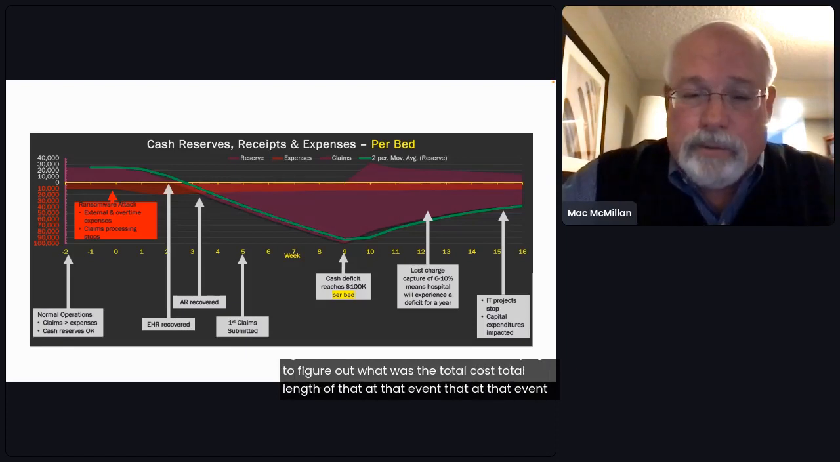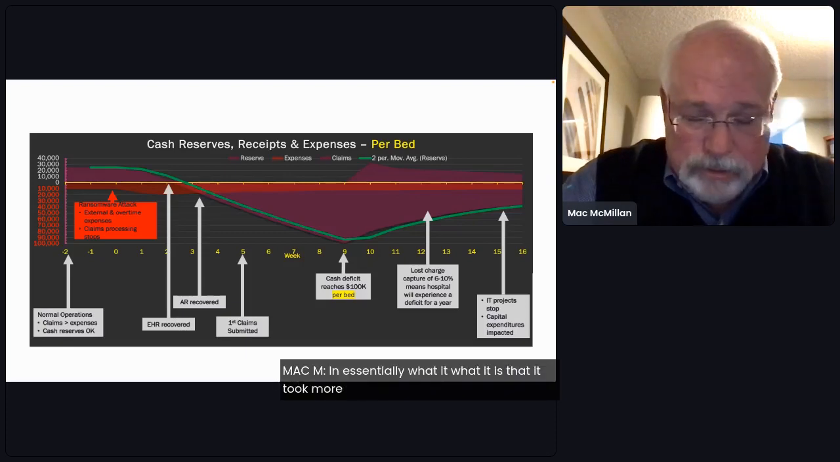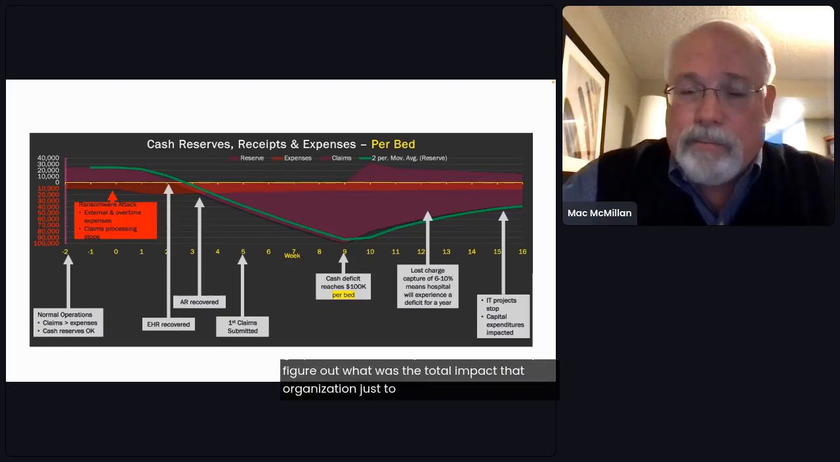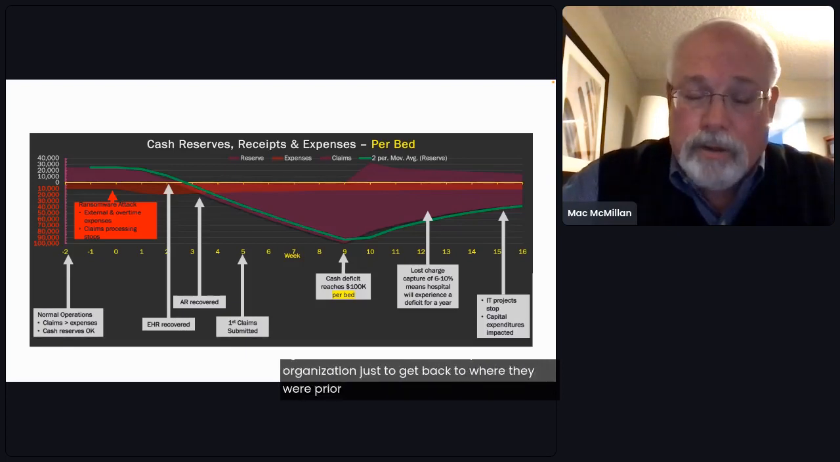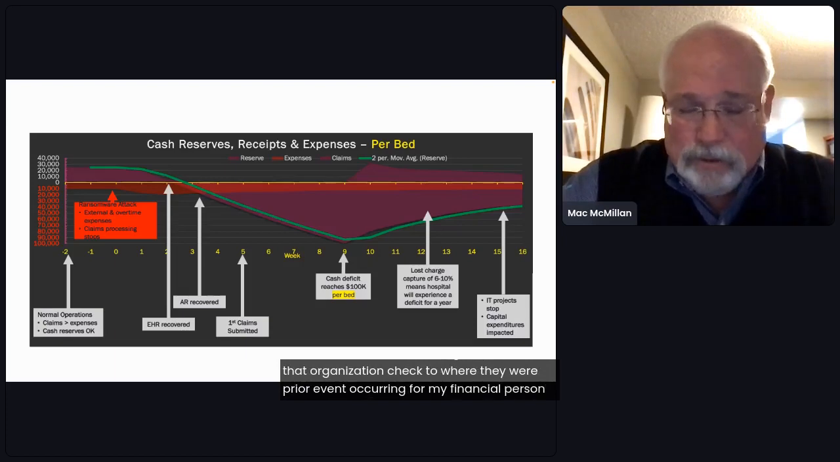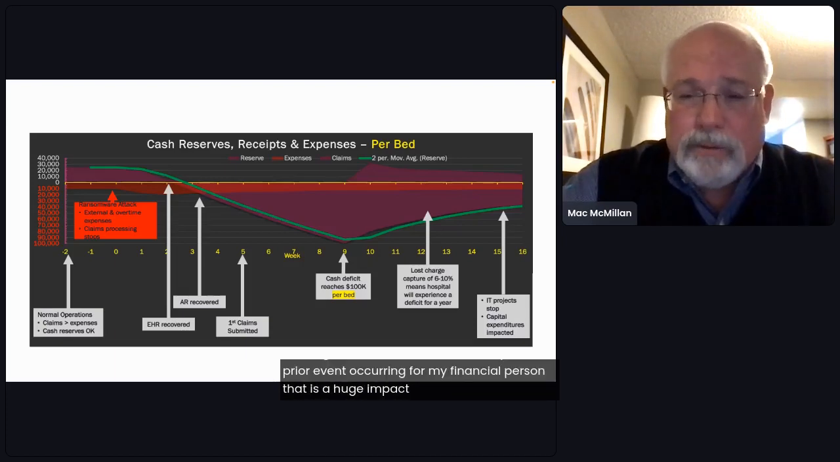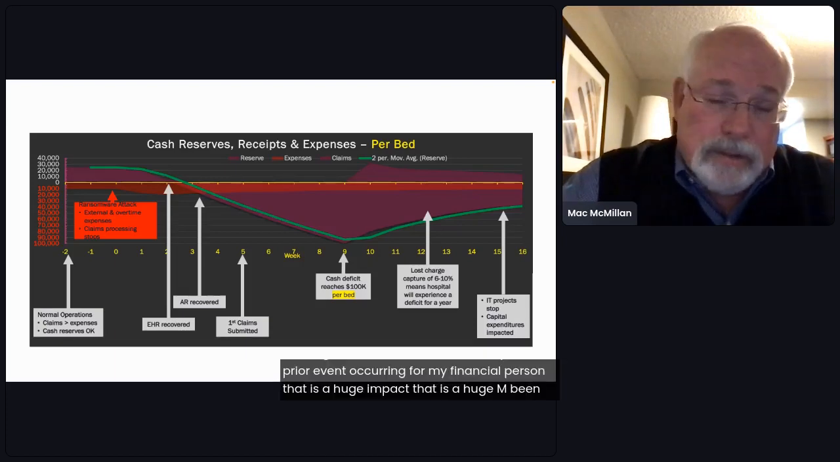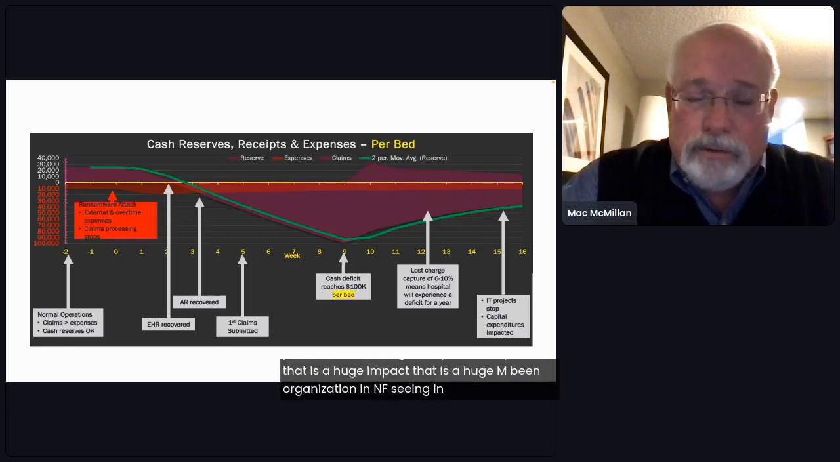And essentially what it shows is that it took more than 13 months for that organization just to get back to where they were prior to the event occurring from a financial perspective. That is a huge impact to an organization. And that's really what we're seeing in these major breaches.